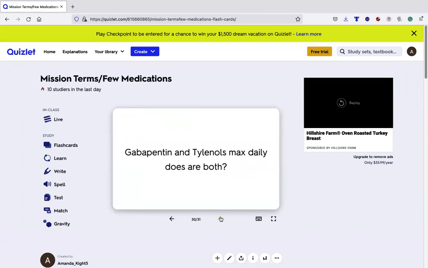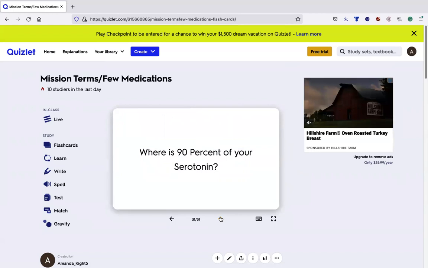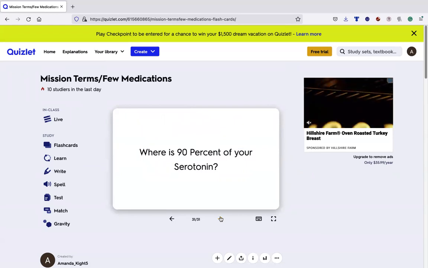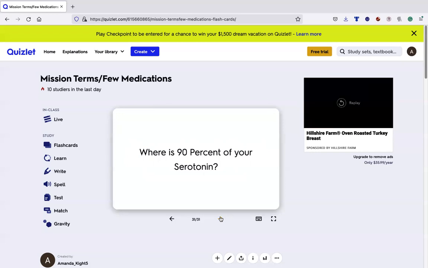And almost done with these. That one doesn't matter. Where is 90% of your serotonin? You better know this. It's in your gut. So remember, I don't try to confuse you, but I might switch it and ask you this way or the other way around. I don't do it to trick you. I do it because I want you to read the question, because I'm trying to train your brain to do that in order to have you pass your NCLEX, right? So 90% in your gut, 10% in your brain.